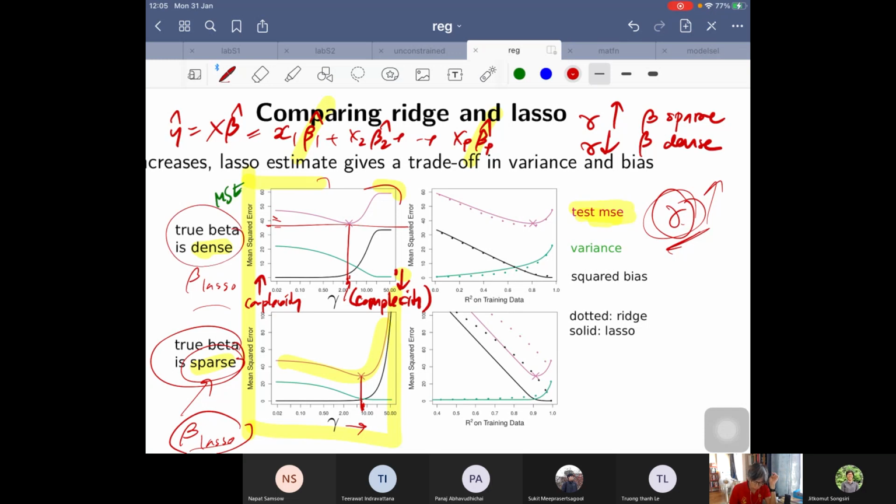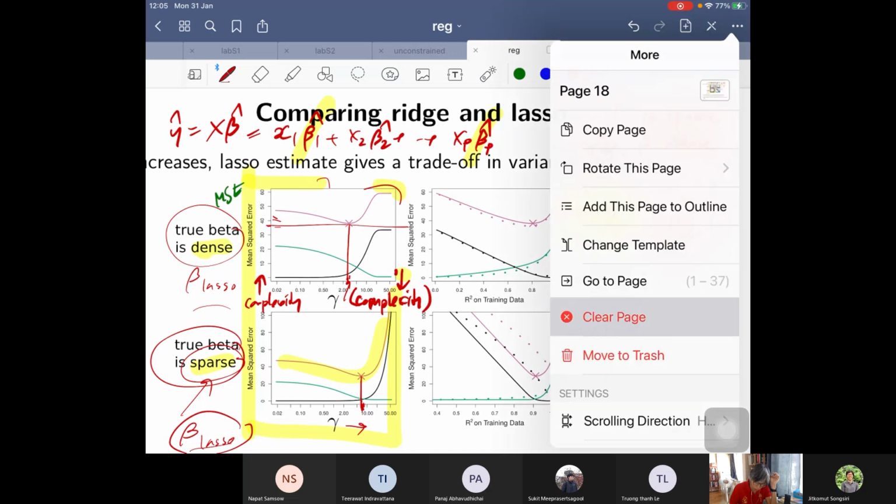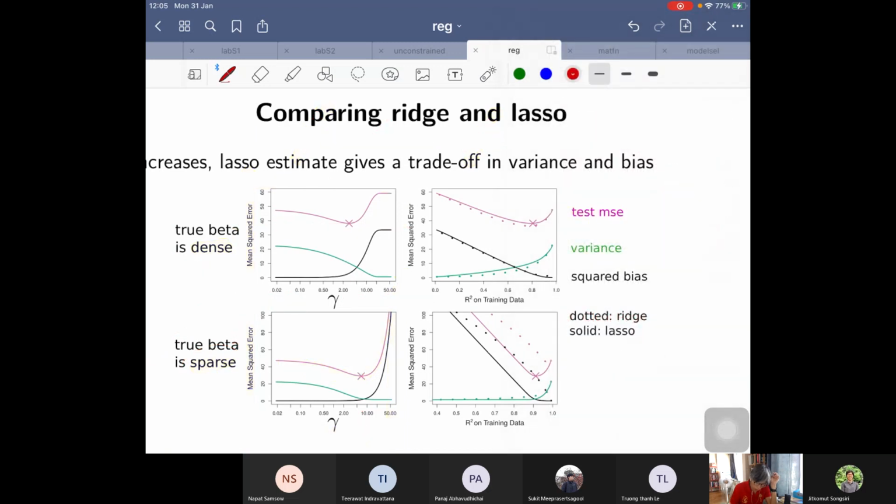Now I would like you to move to the right-hand side. On the right-hand side, I want you to compare between the dot and the solid line, which is where we compare the ridge and the lasso solution. If you look at the test MSE, the dot means the ridge and the solid is the lasso. They are about the same test MSE.